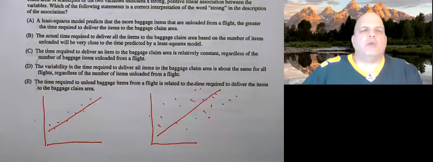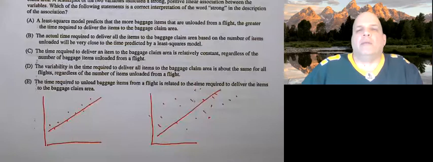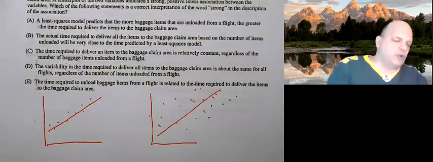Okay, a least squares model predicts that more baggage items are unloaded from a flight the greater the time to deliver the items. That's true.